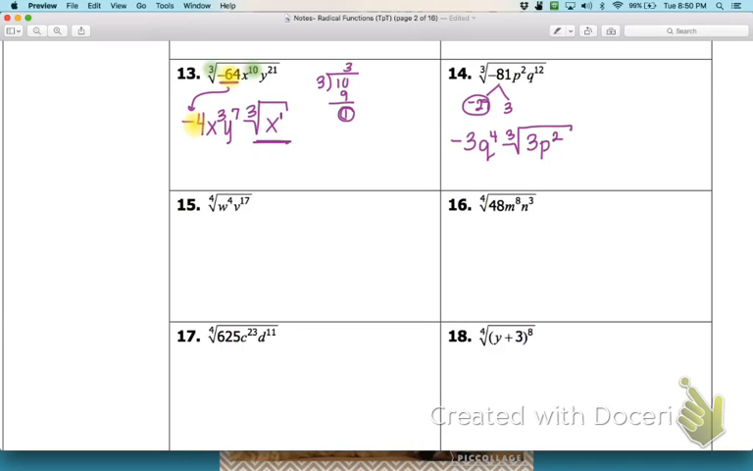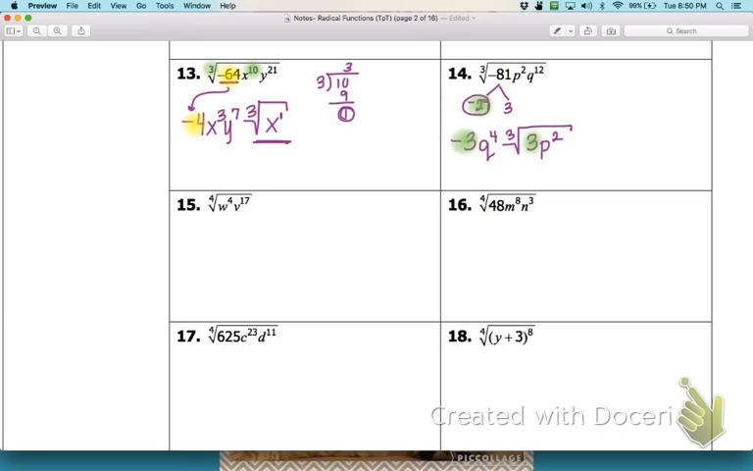So this one's a little interesting here because negative 81 is not a perfect cube, but we do have a perfect cube that goes into it. Remember, when you've got a negative, keep the negative on your perfect cube so that you get it outside the radical. So negative 3 is what comes out, and then that positive 3 is what stays in.